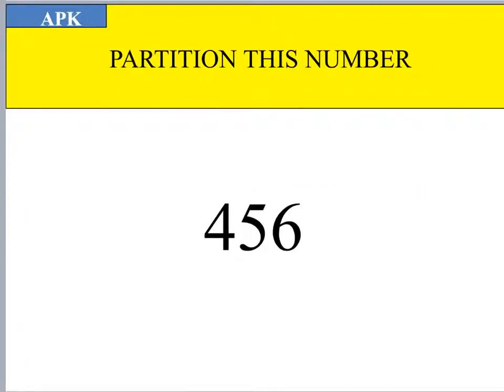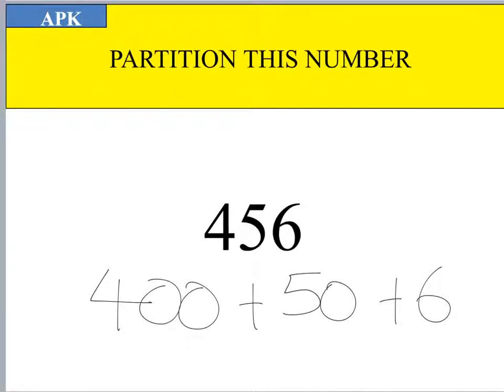First, let's check your understanding on a few things that you will need to be able to complete this lesson successfully. I want you to partition this number. The number is 456, so partition it, separating it into its hundreds, tens, and ones. Press pause and write that on your board now. Let's see how you went. To partition this number, you would have separated it into 400 plus 50 plus 6, giving you 456 when together.